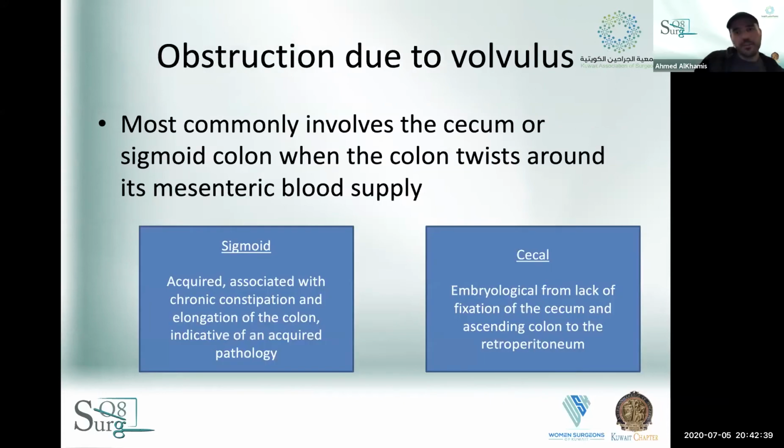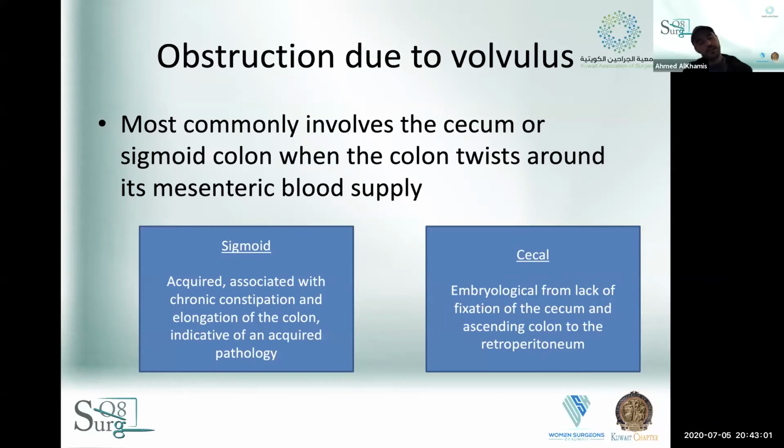Okay, now volvulus, one of the most popular things. So we see this quite often in Kuwait, I think. One case every month maybe. So either the sigmoid or the cecum, most commonly the sigmoid. Basically, it's a volvulus, so it's a twist of the colon around its mesentery.